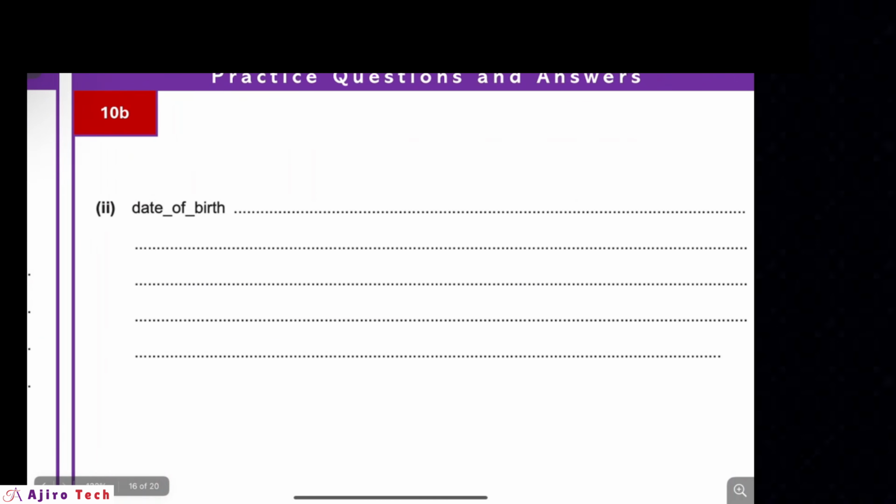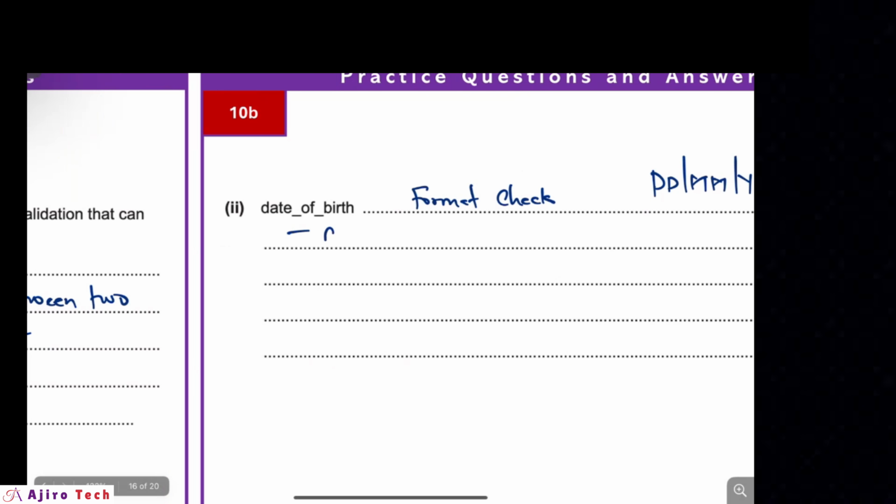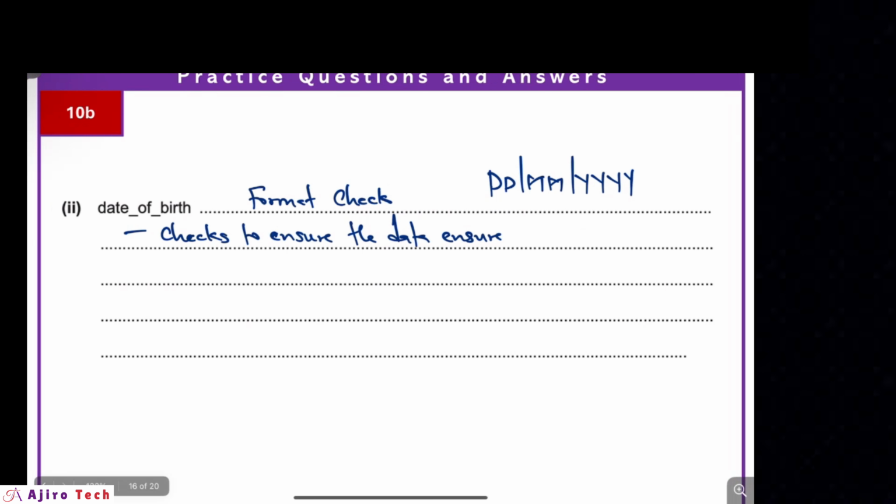So date of birth, format check. Why is it a format check? Because we have what? DD, MM, YYYY. And the reason is that it checks to ensure the data entered is of the correct format. Okay, so we have the DDMMYYYY.